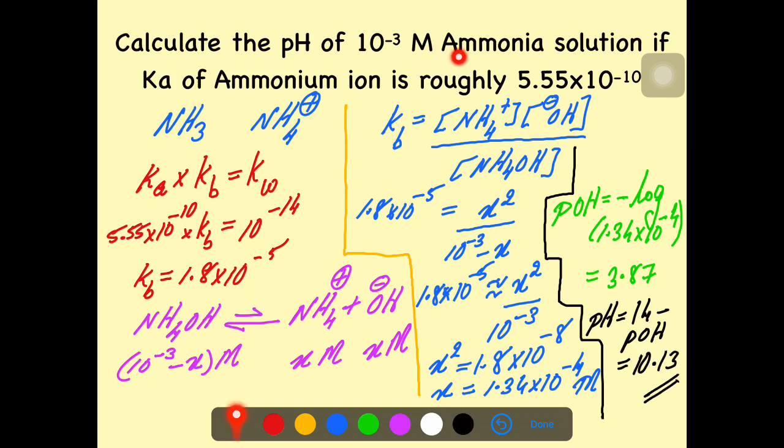Now, if ammonia solution formed a strong base and its concentration was 10 raised to minus 3, then the pOH would have been 3 and hence the pH would have been 11. However, in reality, the pH is lesser than 11, clearly indicating that it is less basic than what it would have been if ammonia solution was a strong base solution having a concentration of 10 raised to minus 3 moles per decimeter cube.